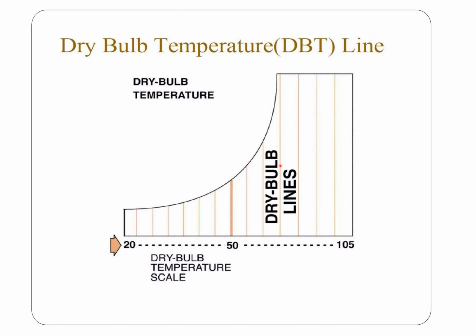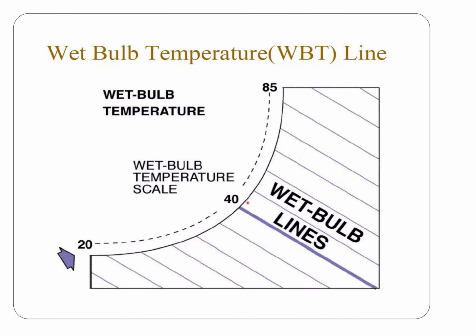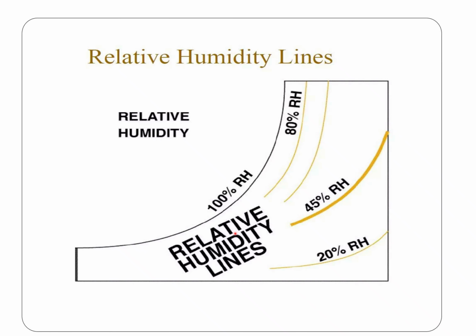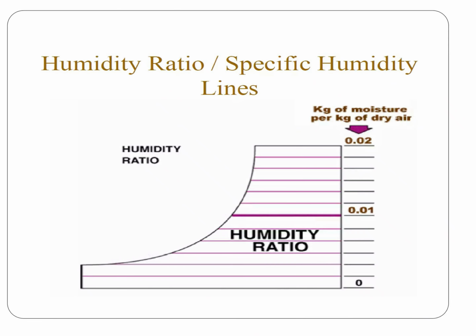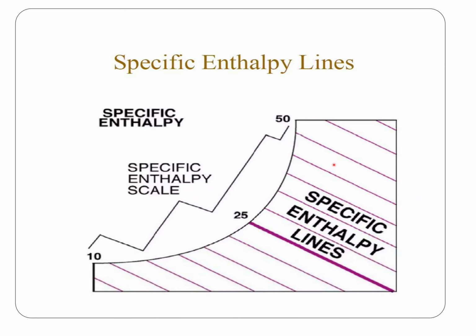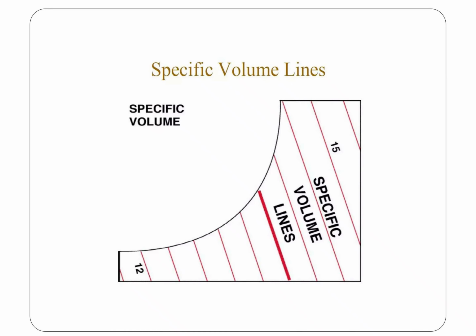So these are the dry bulb lines. So these are wet bulb lines. Okay, some angled lines. These are relative humidity lines from 10% to 100%. These are the dew point lines. Just this point determines the dew point, and this point determines the specific humidity. These are the humidity ratio. This point determines the humidity ratio. This is the specific enthalpy line. And this is the specific volume line, which is much more vertical than that of wet bulb temperature.